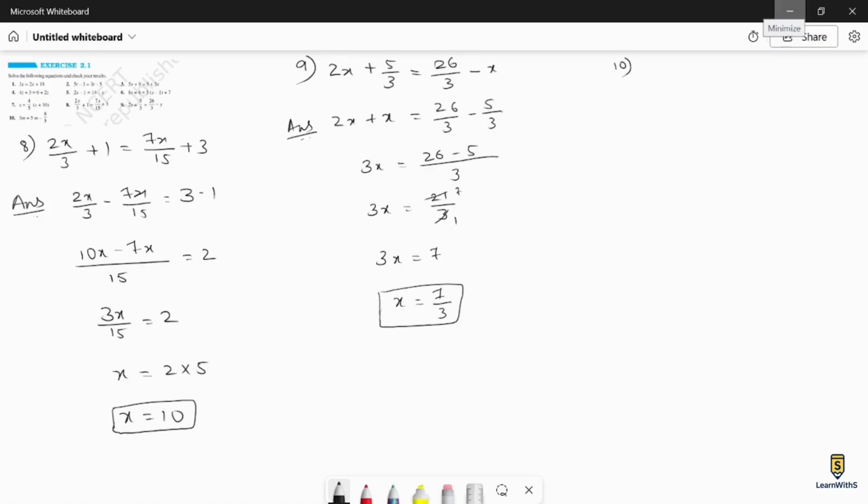Let's move to the 10th question now. 3m is equal to 5m minus 8 by 5. As we know, variables to one side, constants to the other. 8 by 5 is equal to 5m minus 3m. 8 by 5 is equal to 2m. Divide the whole equation by 2. 8 by 5 into 2 is equal to 2m by 2. 2 ones are 2, 2 twos are 4. 4 by 5 is equal to m.